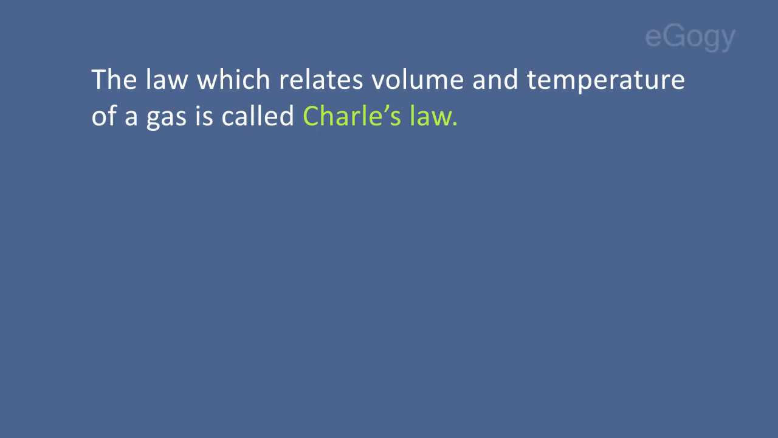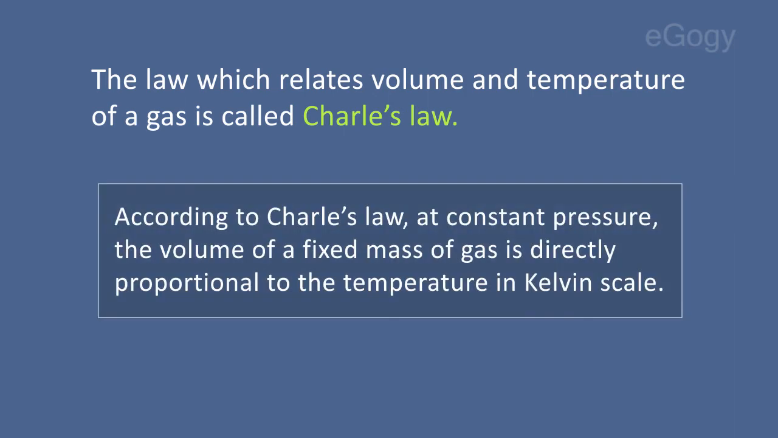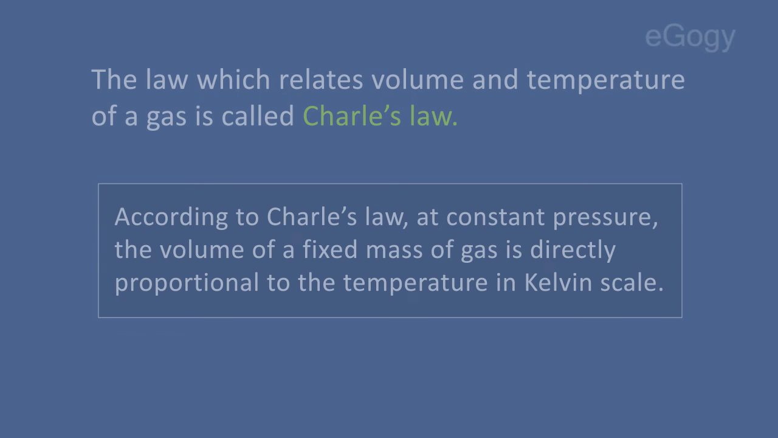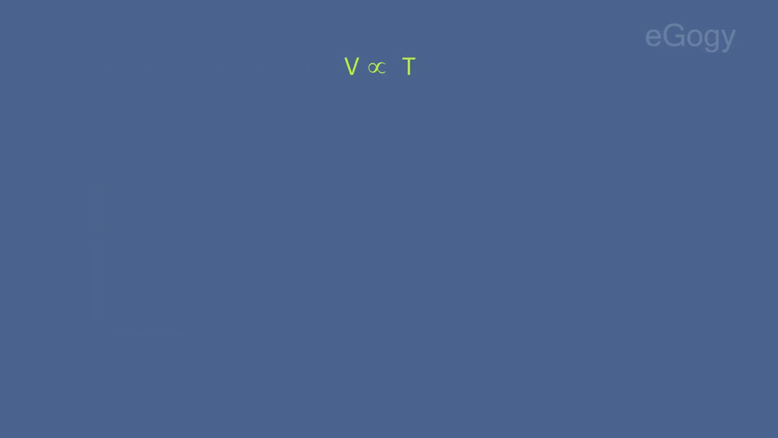The law which relates volume and temperature of gas is called Charles' law. According to Charles' law, at constant pressure, the volume of a fixed mass of gas is directly proportional to the temperature in Kelvin scale. V is directly proportional to T. V equals a constant into T. V by T equals a constant.